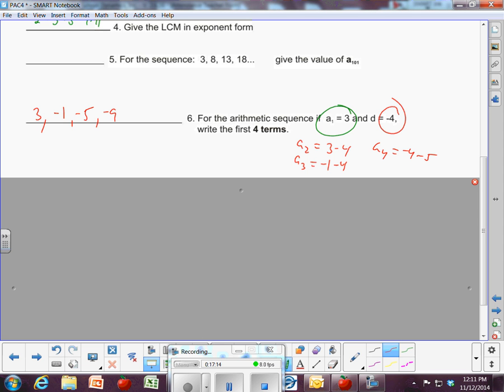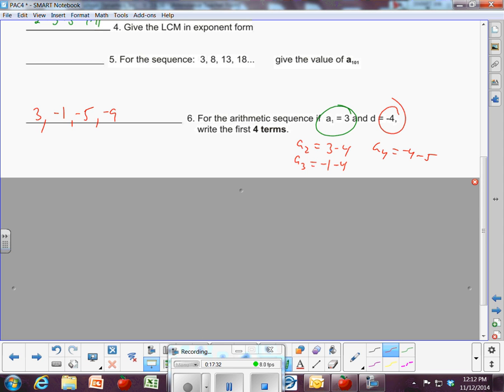You can, but just writing the terms out is fine. We know that you understand a sub 1 is 3. It says write the first 4 terms. So I'm looking for a 3, negative 1, negative 5, negative 9. Any other questions on that one?